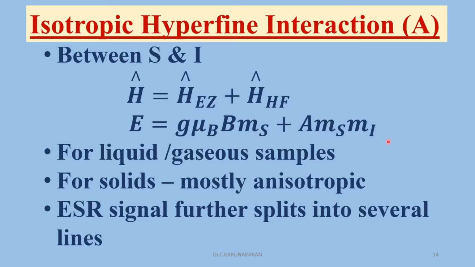For liquids and gaseous samples, the hyperfine coupling interactions are isotropic because of constant tumbling motion. The anisotropic effects are averaged out, as we see in magic angle spinning. For solids, there will be anisotropy. The hyperfine coupling is anisotropic at different angles. Measurements will give different values because of anisotropic character. The ESR signal further splits into several lines because of this hyperfine splitting, as in spin-spin coupling.